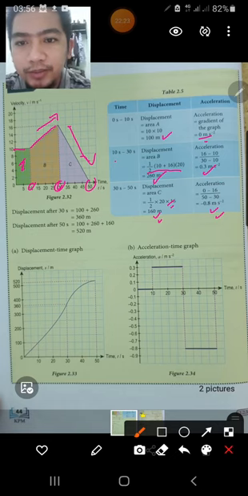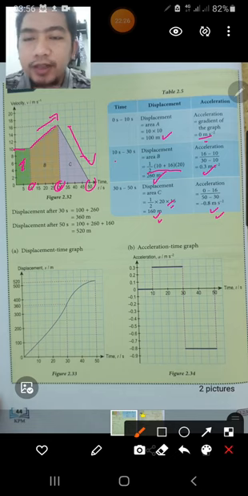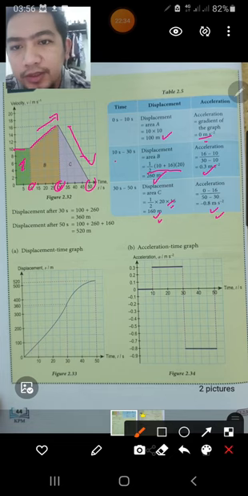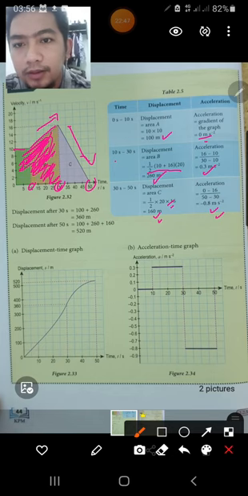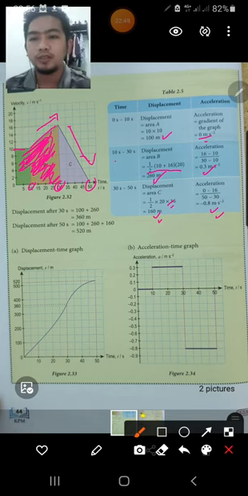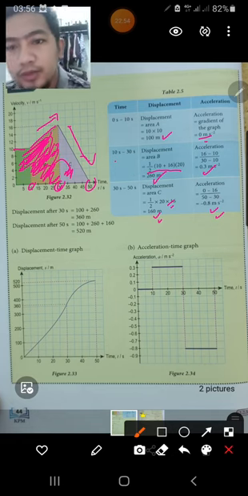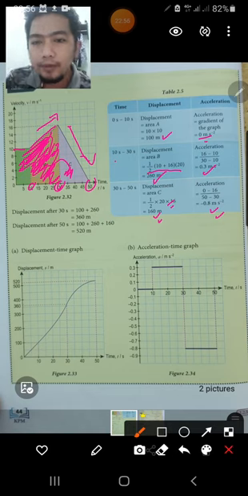Alright, total displacement. If the question perhaps asks what is the displacement after 30 second? Okay, after 30 second, you just calculate this one, 100 plus 260. After 30 seconds, what is the displacement? So just up to here. Perhaps the question also asks what is the displacement after 50 second? It means you have to calculate everything. Okay. Alright.